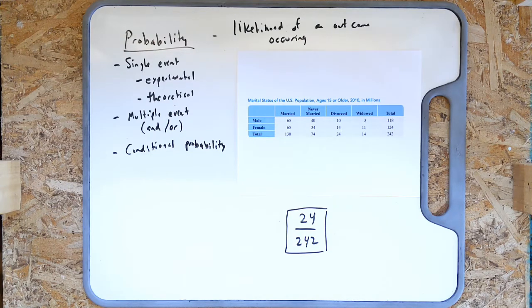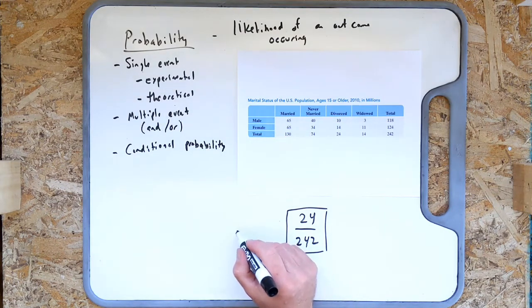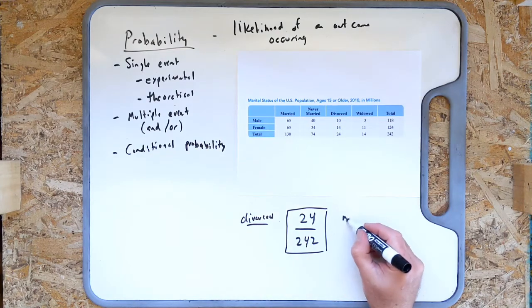Okay, so let me give another one. What is the probability that someone has never been married? So now you go down the never married category. Sorry, let's write this down. This was divorced. Then you have never married.